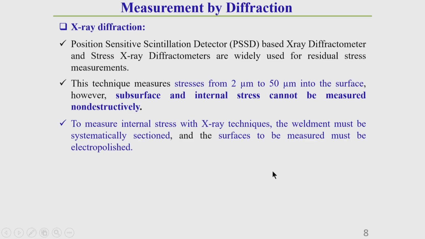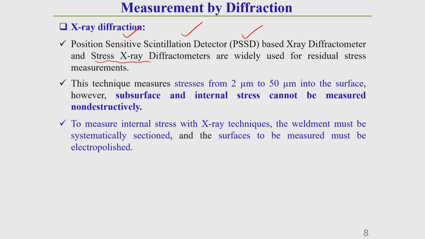Now, X-ray diffraction technique. Here you see there are different types of widely applicable X-ray diffraction machines available, like one called position sensitive scintillation detector, PSSD you can say. This PSSD is based on X-ray diffractometer.